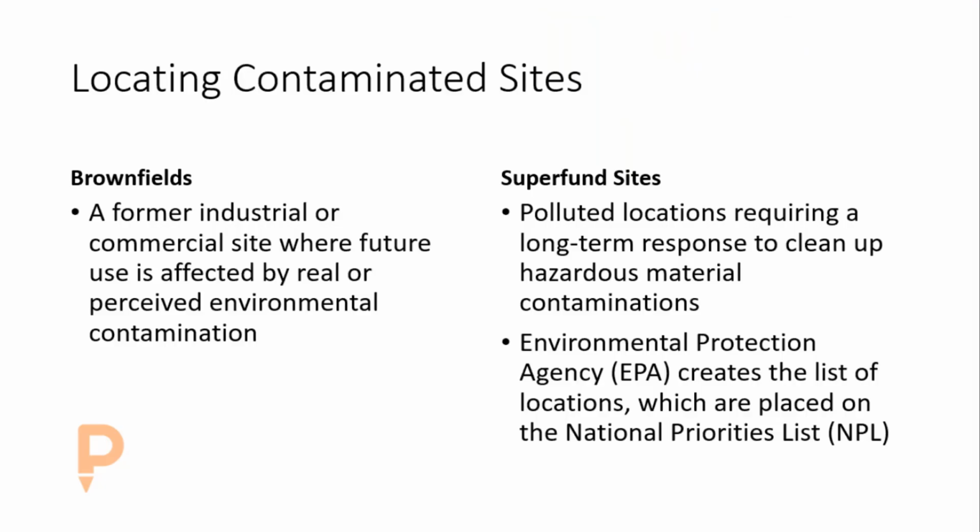Okay. Another thing that we can take a look at on PolicyMap is looking at contaminated sites in relation to these flood zones or these FEMA disaster declarations. So you have the ability to add the data points for brownfields, which are former industrial or commercial sites where future use is affected by a real or perceived environmental contamination. And then we also have the ability to add the Superfund sites. And these are a list created by the EPA, which are placed on the National Priorities List.